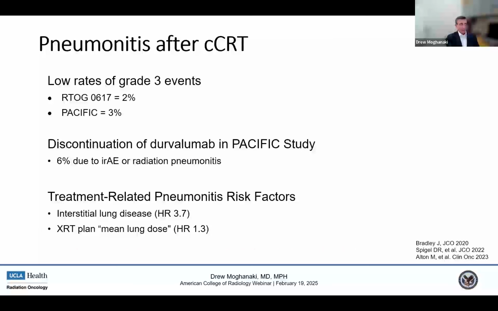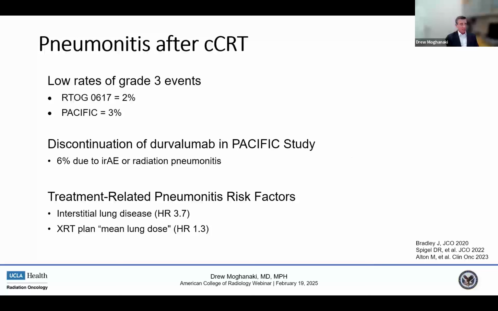durvalumab. But the problem is that what's happening in real life might not be the same as what was reported in the study. So overall, the effects of chemo-RT on the lung lead to symptomatic grade 3 pneumonitis in only 2 to 3% in the most contemporary large phase 3 studies looking at chemo-RT for intact stage 3 lung cancer.